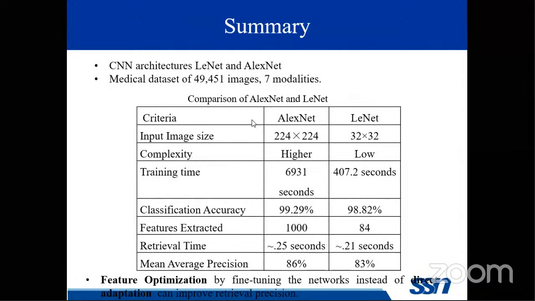So what is the summary of AlexNet and LeNet from these two models? I'm getting a mean average precision of 86% in the case of AlexNet, and in the case of LeNet it is 83%. The retrieval time is almost 0.25 second here, and 0.21 second there, and the features extracted number about 1084. But I have not instructed any features here. I didn't instruct any kind of features to be extracted. The features are all extracted by the network itself. The overall classification accuracy is 99% here, and 98% there.